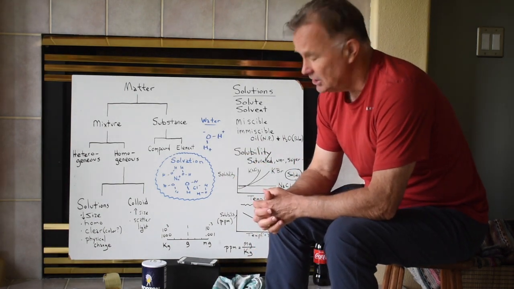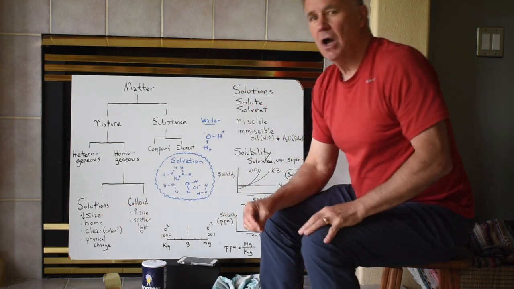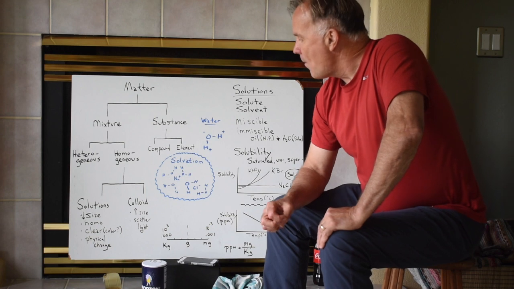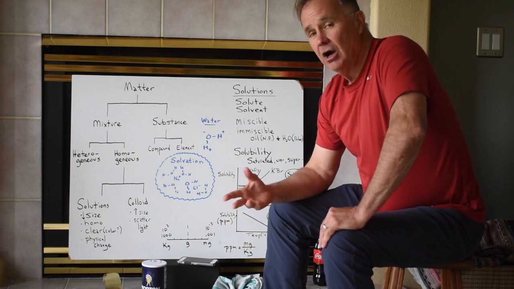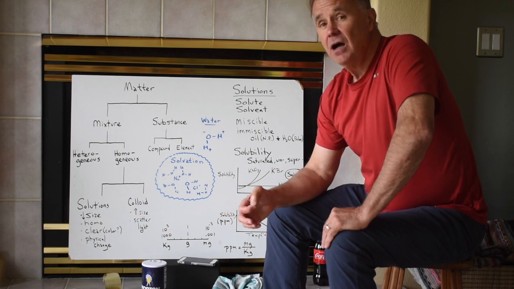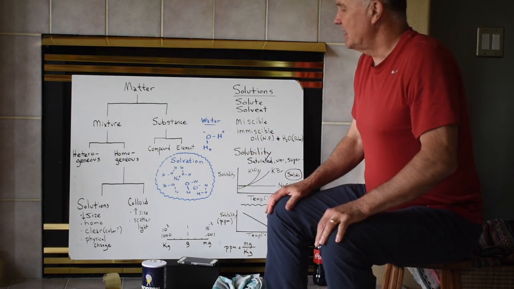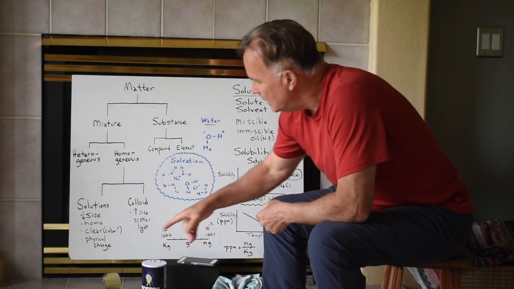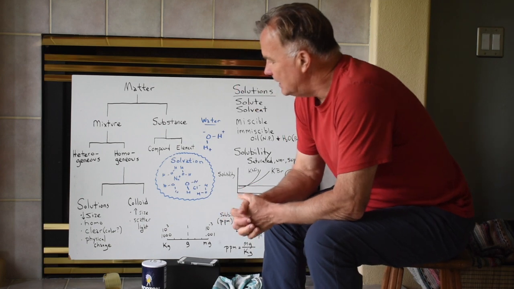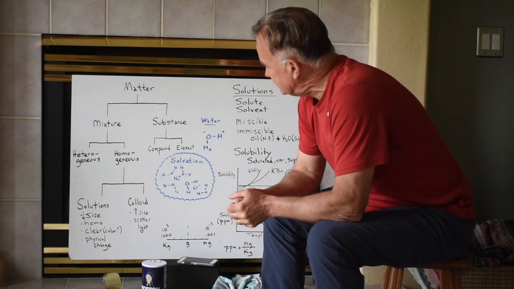Whereas solutions, which we're studying right now, are smaller in size, so atomic level or molecular level, they're homogeneous. They are clear. They can be colored, like yellow, like a Mountain Dew or something like that. That would still be a solution. And when you make it, it's a physical change. It's not a chemical change. It's a physical change. You break things apart.